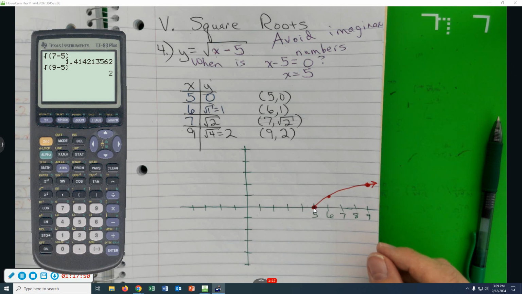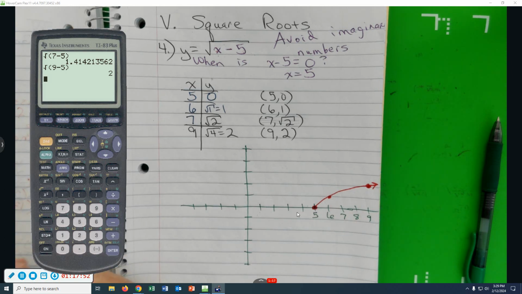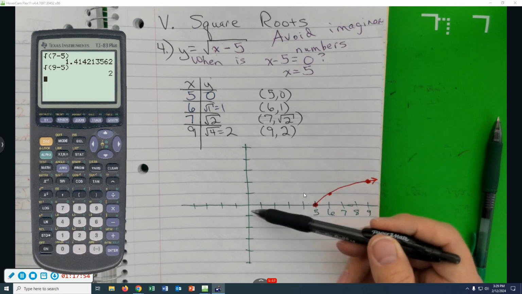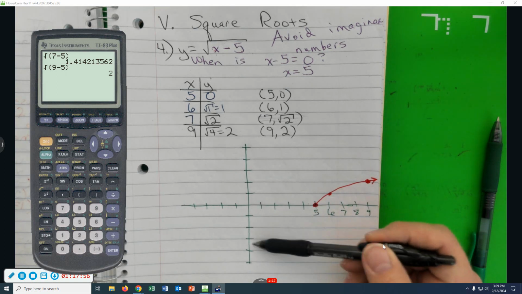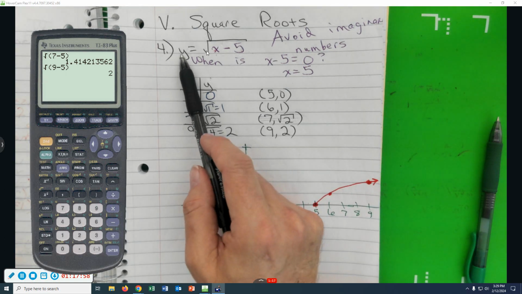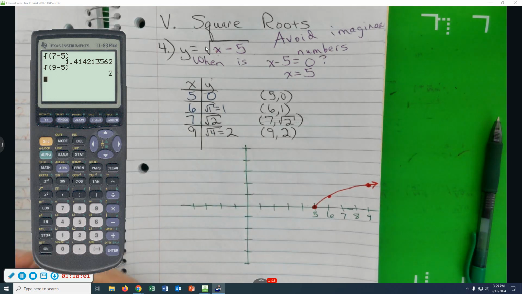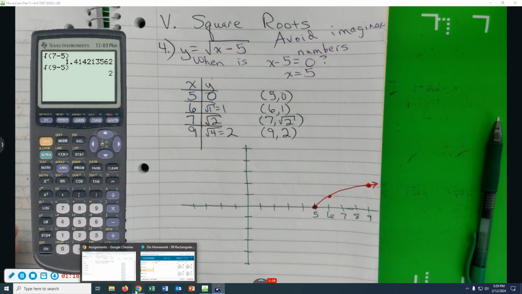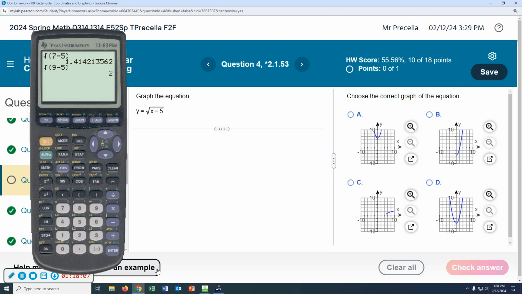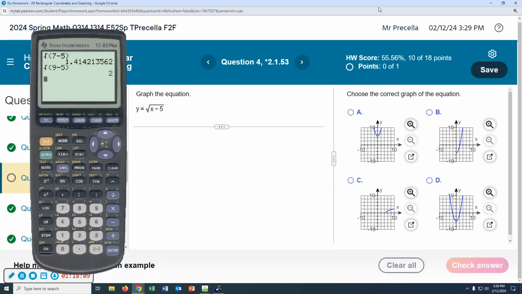Notice it can't be going down, because if it were going down, that's saying the y values are negative. There's no sign in front of that square root symbol, which means positive square root, doesn't it? That's right. Okay, now we'll look at all the options. Which ones can I knock out? I'll start with A.